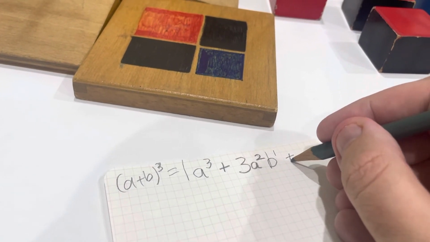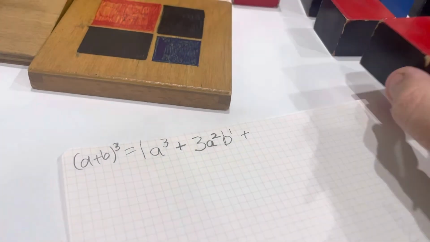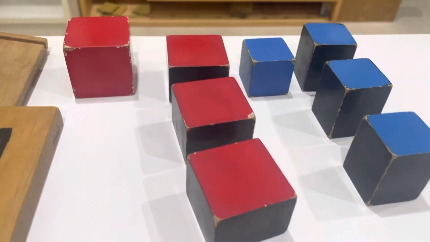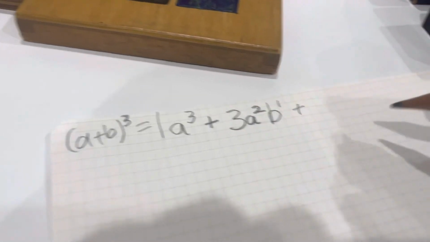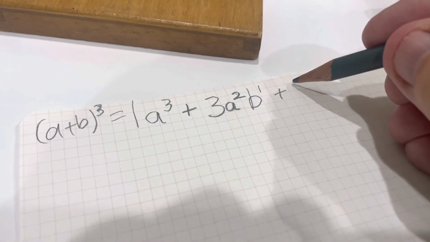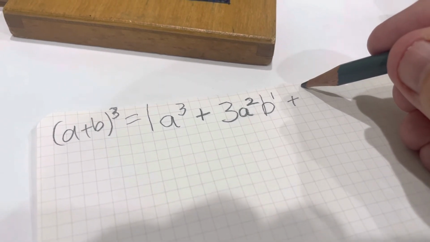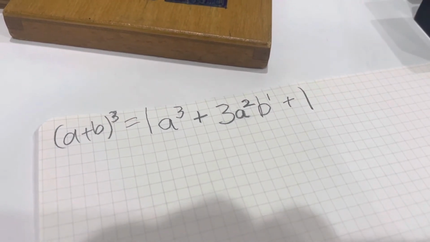So let's put a plus sign. How many of these pieces do we have? 1? We can write a 1. Do you want to write a 1? We don't have to, because it's only 1. Okay, you want to? Okay. Let's write 1. And let's pick a corner.